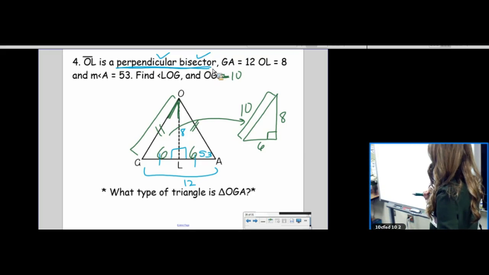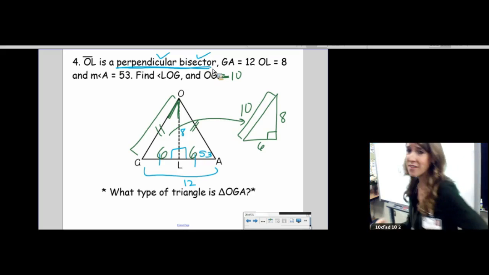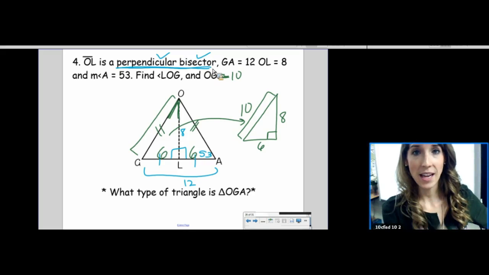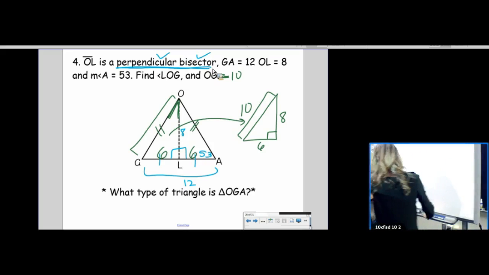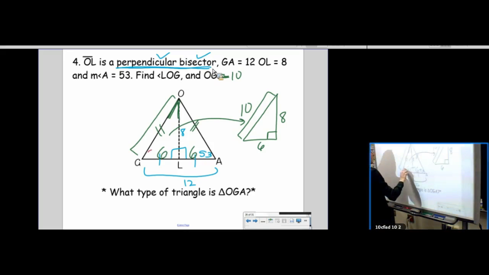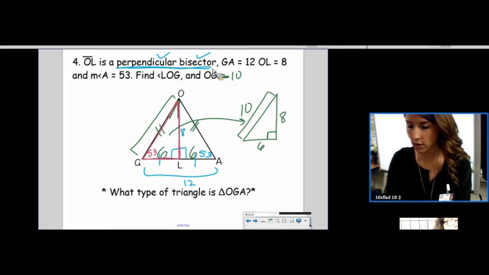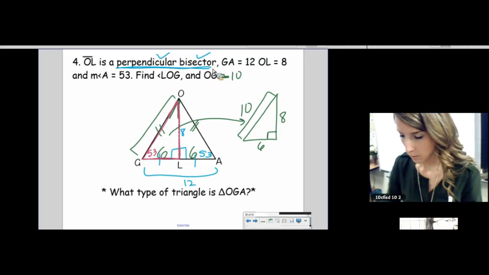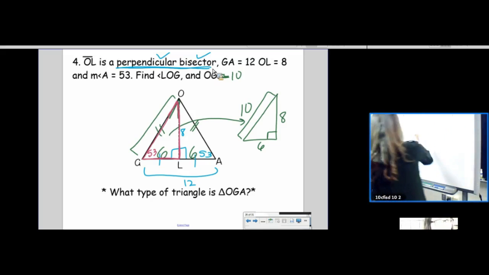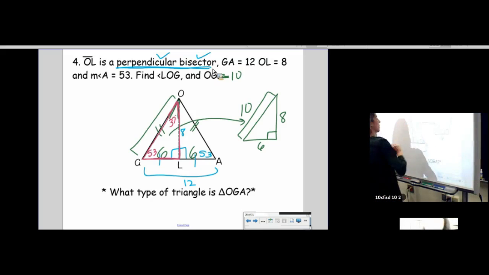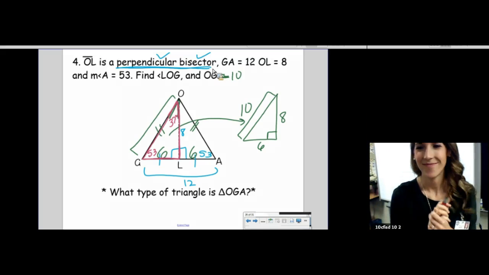Find the measure of angle LOG. Well, if this is isosceles, then the base angles are congruent. So if that angle is 53, then this angle is 53. So if we look at this triangle, all we have to do is 90 minus 53 for a grand total of 37 degrees. Not bad.